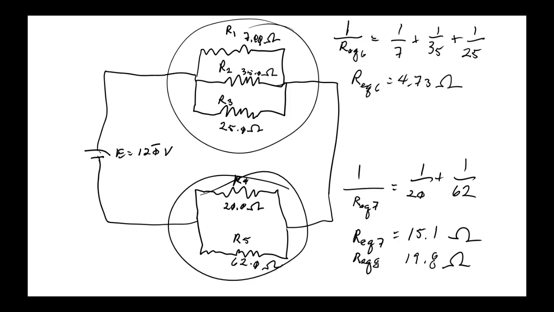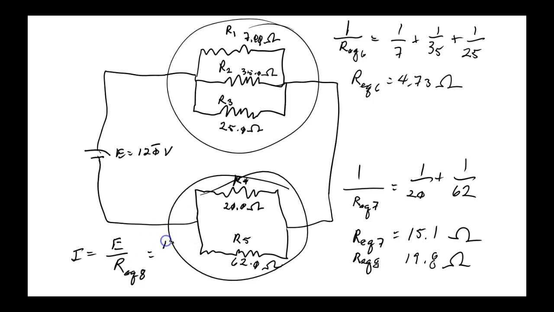So what would be the current for this? Once you've found the equivalent resistance, that's a pretty easy process. What do you do? I is equal to E over R. And that will be this last resistance, the equivalent resistance.